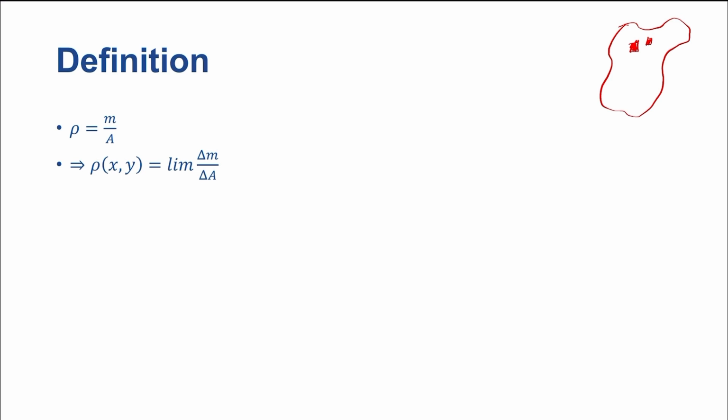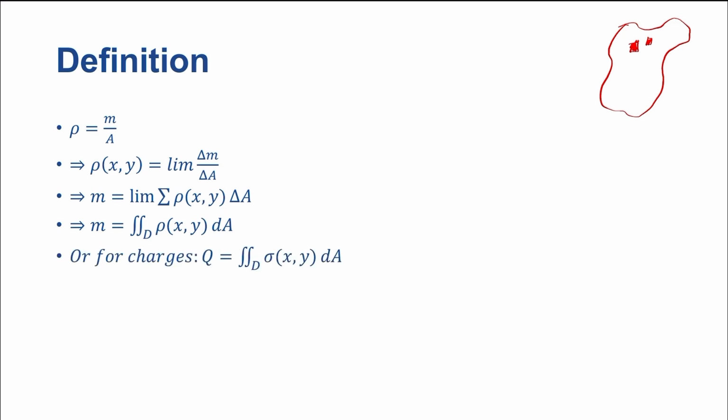Now I would like to expand on this. We can rearrange this equation. If I want to find the total mass, I can take the limit of the sum of rho of x and y times delta A. So it weights my little differential areas. Of course, that is equal to a double integral. So mass is equal to the double integral over whatever domain I'm working with of the density function with respect to area. Now, this also works for charge as well.